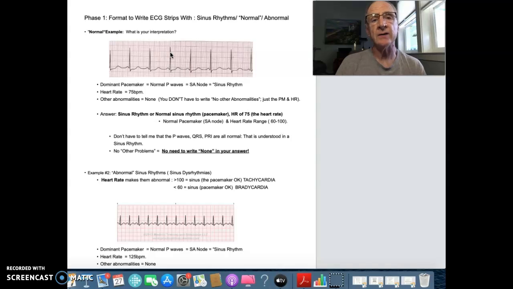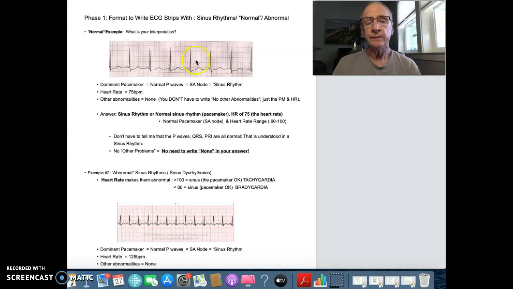The first thing you need to answer is, what is the dominant pacemaker? We see normal P waves, normal appearing QRS waves. So we know the dominant pacemaker is the SA node, and we know that the SA node produces sinus rhythms. Next step, heart rate. This is a good example for the interval method on getting the heart rate. 300, 150, 100, 75. So the heart rate is 75 beats per minute. There are no other abnormalities on this strip.